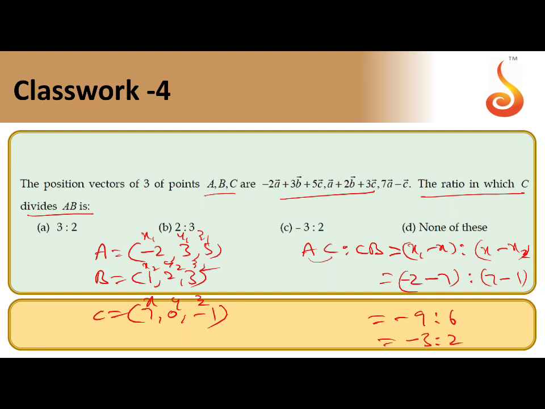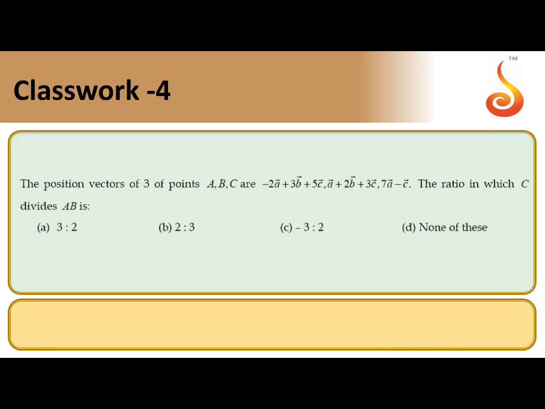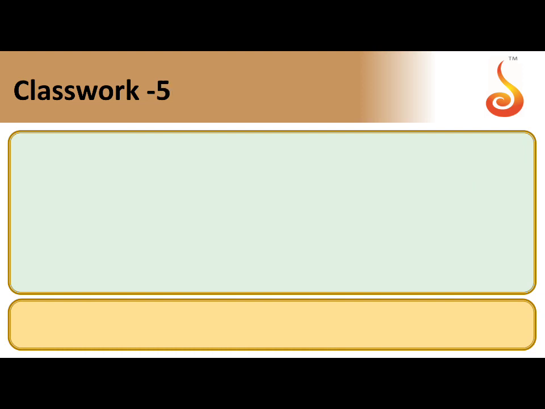Clear this one? In what ratio C divides AB means keep C in the middle. That means take the difference of x coordinates of A and C, and the difference of x coordinates of C and B. Order should be followed. Then we get the answer directly. Otherwise you can find vectors AC and BC, calculate the lengths and apply the ratio. That's a long process. This is simple to get the answer. So here minus 3 is to 2. Check the answer. Option C is the right answer.